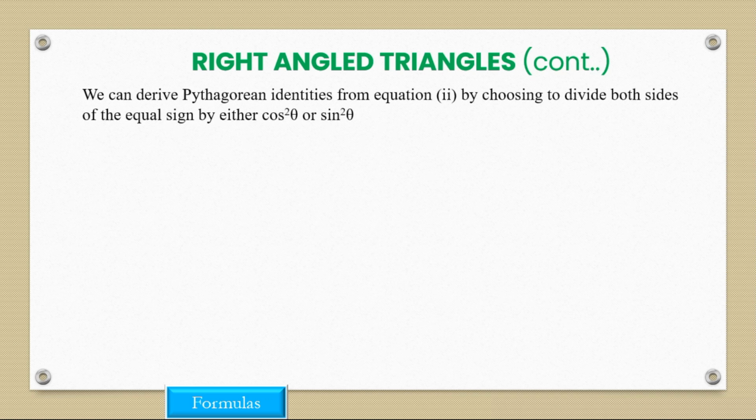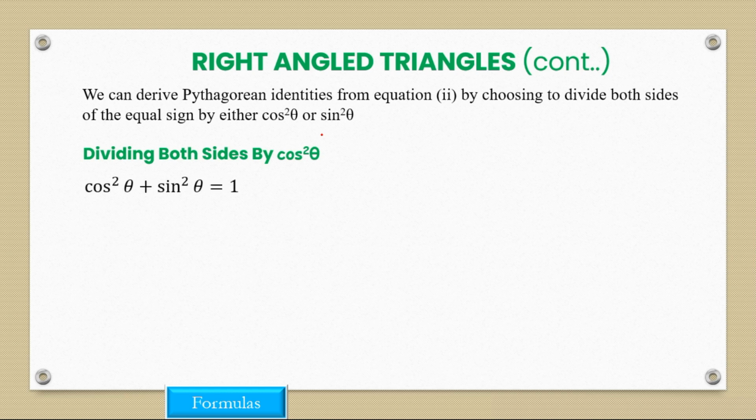Next, we can derive Pythagorean identities from equation 2 by dividing both sides of the equal sign by either cos squared theta or sine squared theta. So we're going to derive other new identities from the equation we created, cos squared theta plus sine squared theta is equal to 1. Let's start with dividing both sides by cos squared theta.